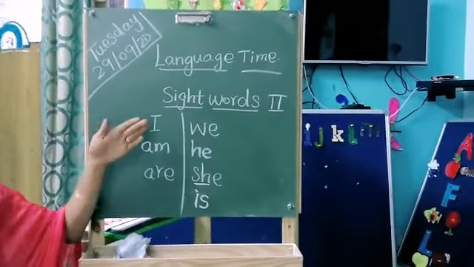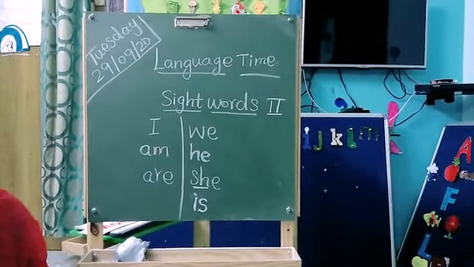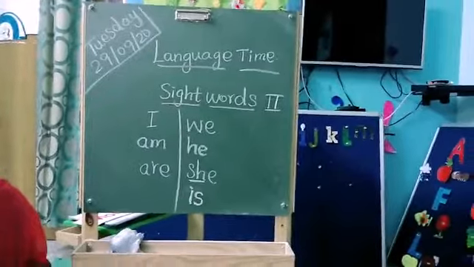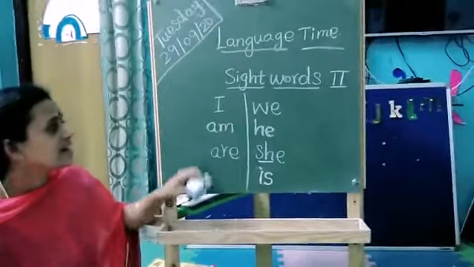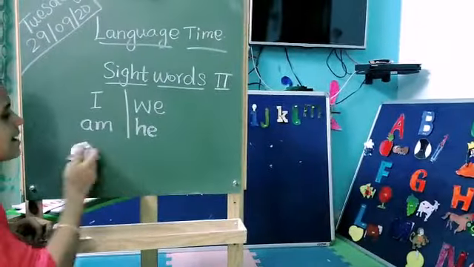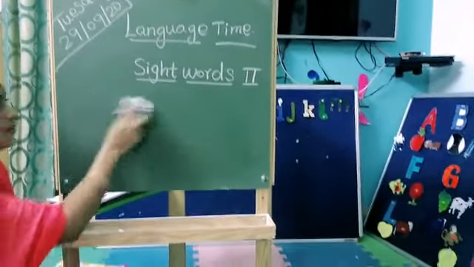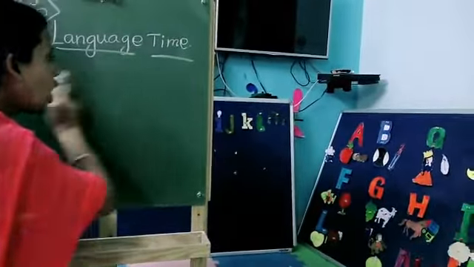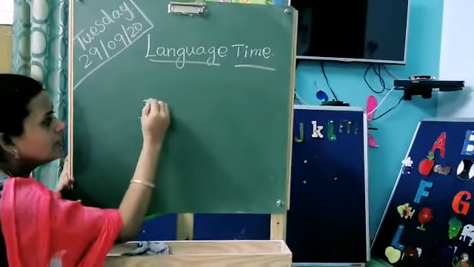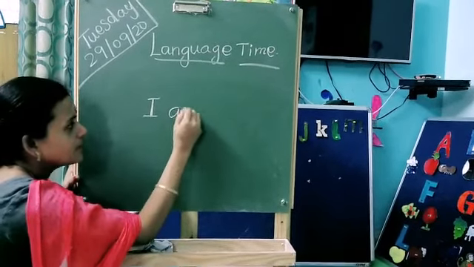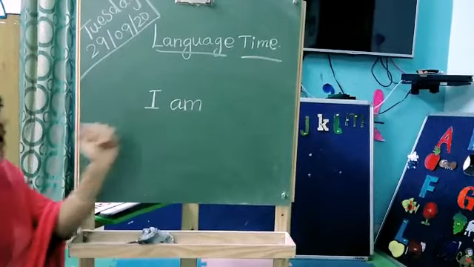Okay, kids. You have to copy this sight word 2 in your language note. You have to recall. Because next, we are going to see the sentences related to these sight words only. Okay, kids? Next, let's see the I am. Everybody say, I am. I am. Everybody repeat, I am. Come on. I am. When do we use I am? When will we use I am, baby? Everybody say, I am. Come on. When will we use I am?